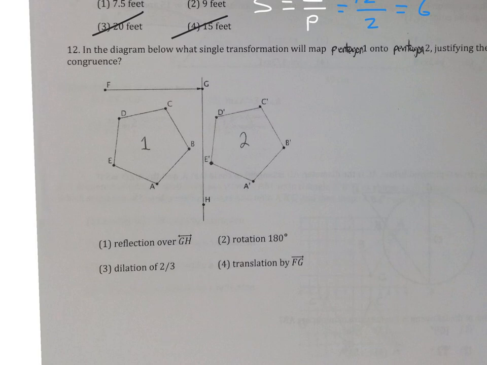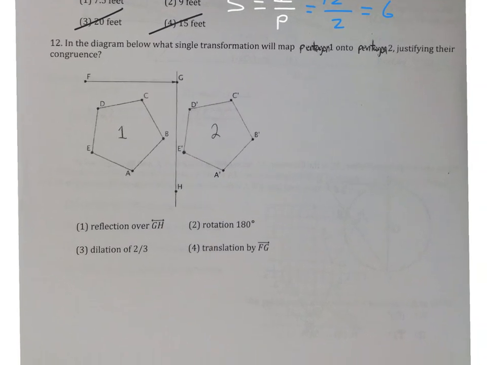For a question like number 12, I'm trying to find out if you understand which of the words go along with what type of reaction you get from the transformation. And this one is a push or a slide. Everything is sliding to the right from image 1 to image 2.